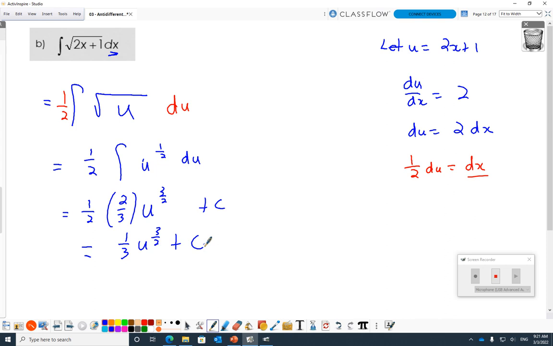Yeah, not done. What else? Bring the u back, or bring the x's back. So I get 1/3. U was 2x plus 1. Really should go back to the radicals. But I don't think any time this year I've been too uptight about that, you know?